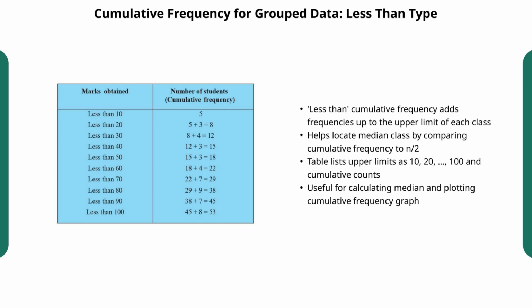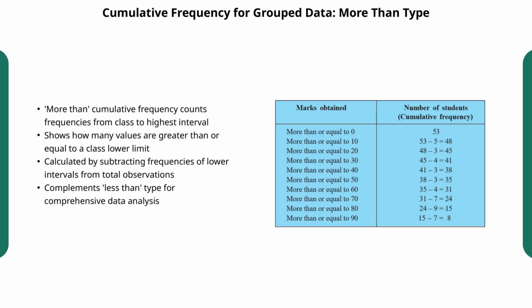This approach also lays the foundation for plotting cumulative frequency graphs, or OGIVs, which visually show how data accumulates across intervals. The less than cumulative frequency method is both practical and insightful for understanding grouped data. In addition to the less than cumulative frequencies, there is another way to accumulate data called the more than type.